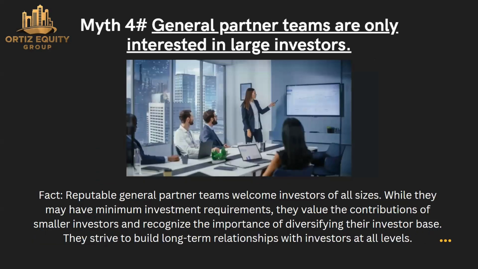Myth number 4, general partners teams are only interested in large investors. The fact is, reputable general partners teams welcome investors of all sizes. While they may have minimum investment requirements, they value the contributions of smaller investors and recognize the importance of diversifying their investor base. They strive to build long-term relationships with investors at all levels. Now, why this is a really good point is because a few years back, maybe 10, 15 years ago, there weren't this many opportunities for passive investors or the regular person to get into a large syndication or be able to invest into a large syndication.